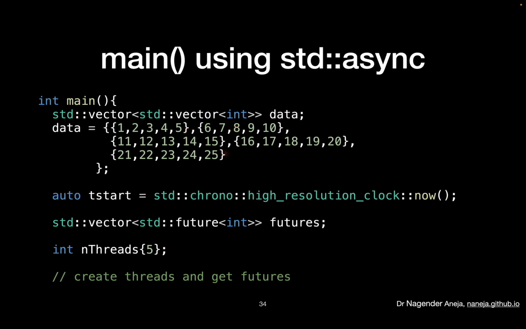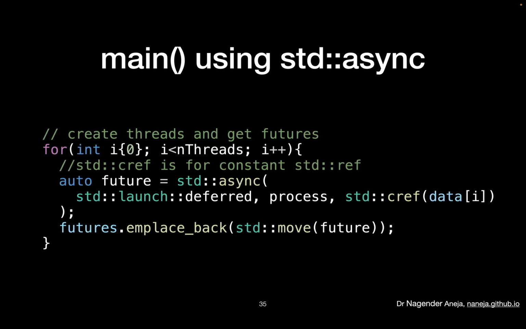We have 5 data sets, and we have 5 here, number of threads. Okay, so now we can start the loop here. We created 5 threads. For 5 times the loop will be executed. And std::async returns the future, right? It doesn't return a thread.